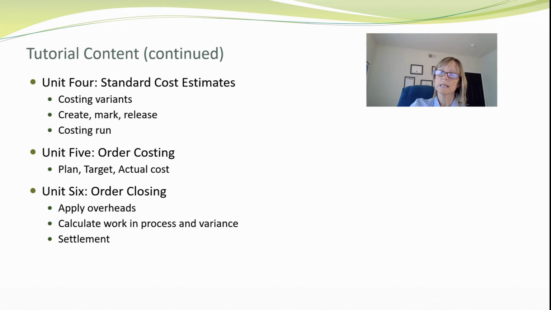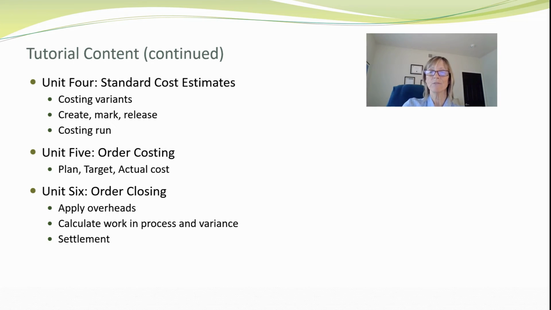Then we'll move on to how cost estimates are managed individually and within a costing run, if we have multiple materials, for example. Each of these methods involves creating the cost estimate by integrating the production planning master data and updating the material master with the result.